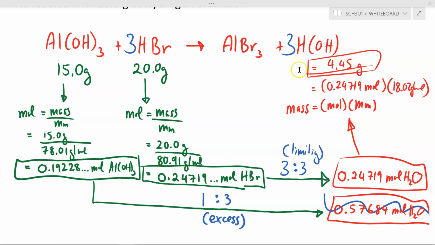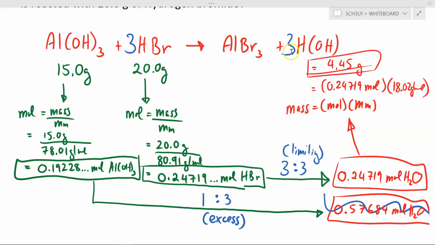Since the question asks for how many grams of water will be produced, we've got to convert it back to a mass. So notice how we're using moles of water, and we have to use the molar mass of water. Alright, so don't mix and match, don't use the molar mass of HBr, because now we're talking about trying to find the mass of water.